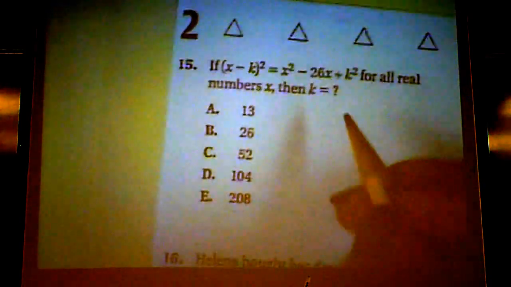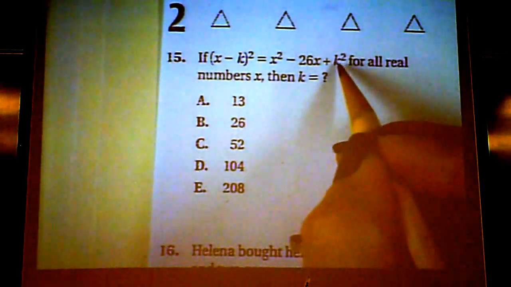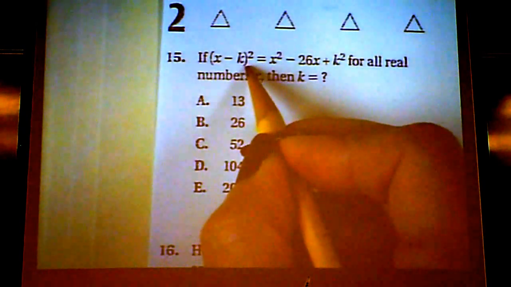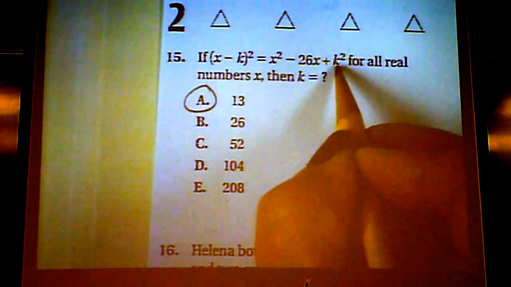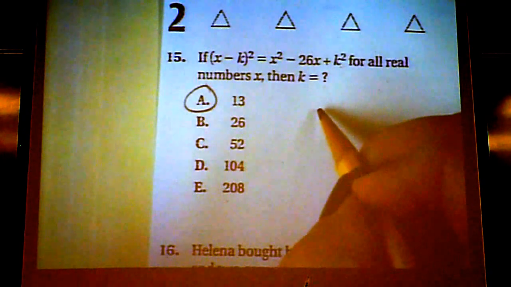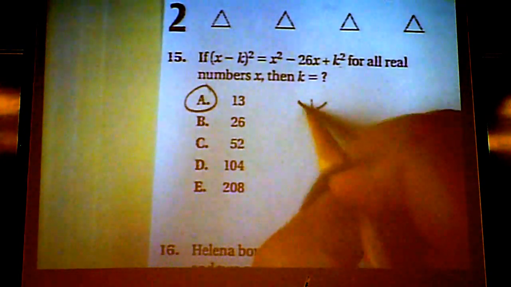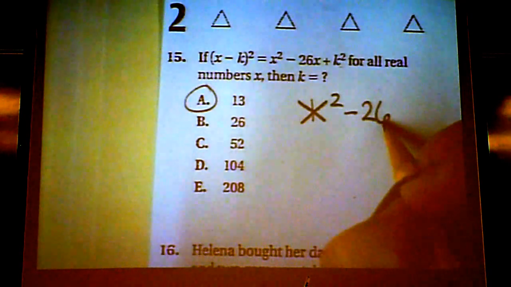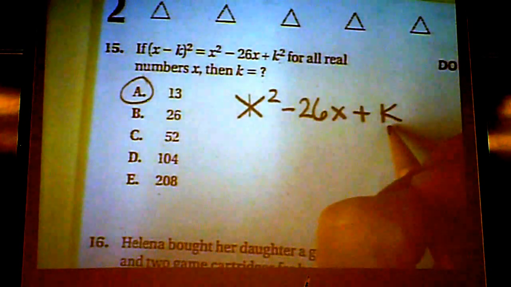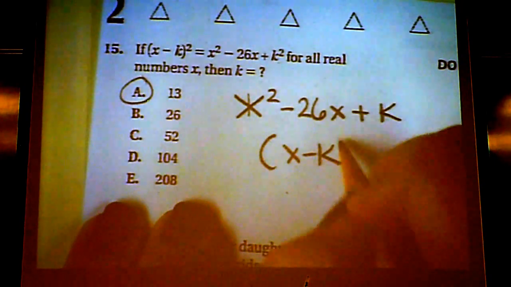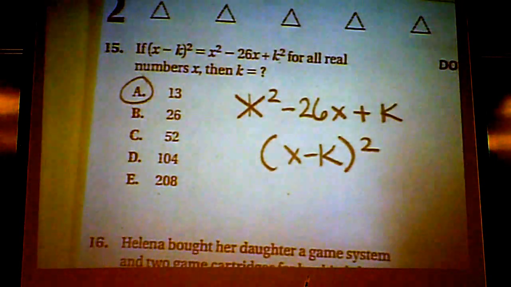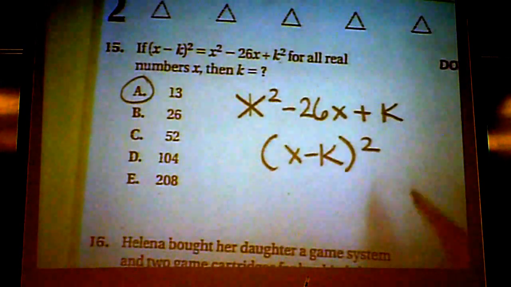Right? 15. What would k have to be so it factors to be this? It'd be 13. You take half of this and square it. Now, what if they just put x squared minus 26x, and they wrote plus k? What would this be? What if they gave that problem? And they did, obviously, x minus k. What would k be? It's not one of your answers here, but what would it be here?